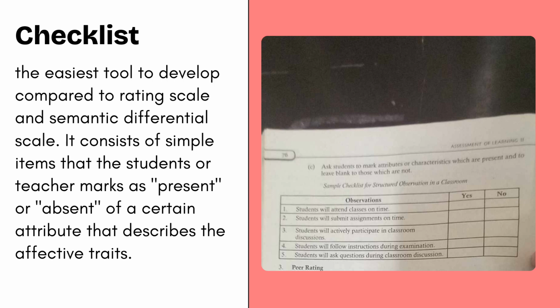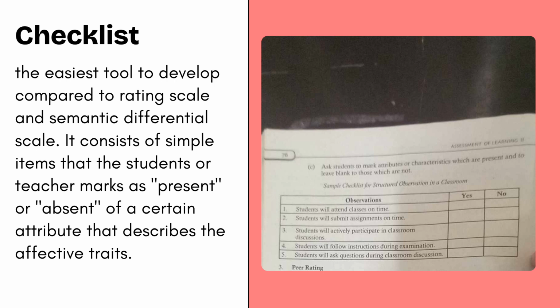Checklist: the easiest tool to develop compared to rating scale and semantic differential scale. It consists of simple items that the student or teacher marks as present or absent of certain attributes that describe the affective traits. A checklist is a tool for assessing specific attributes or behaviors related to student performance or behavior in a classroom setting. It's designed to be simple and easy to use.